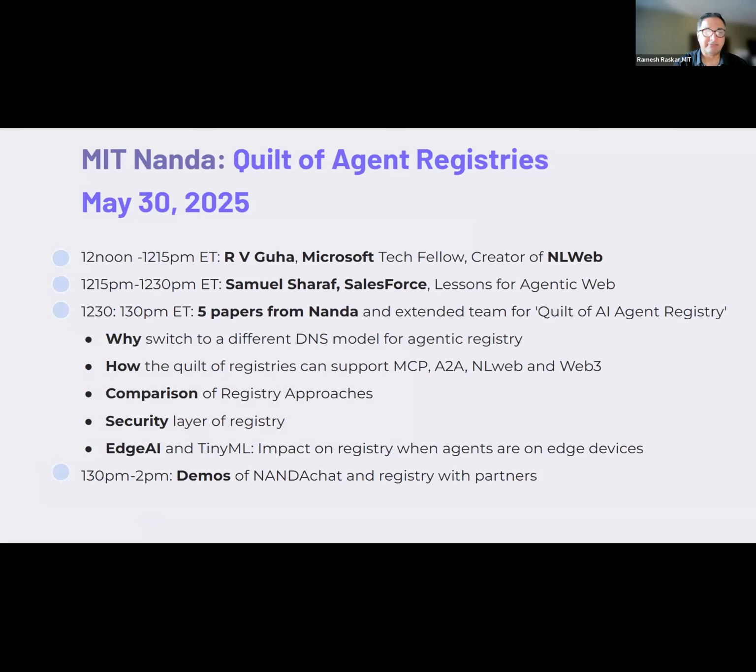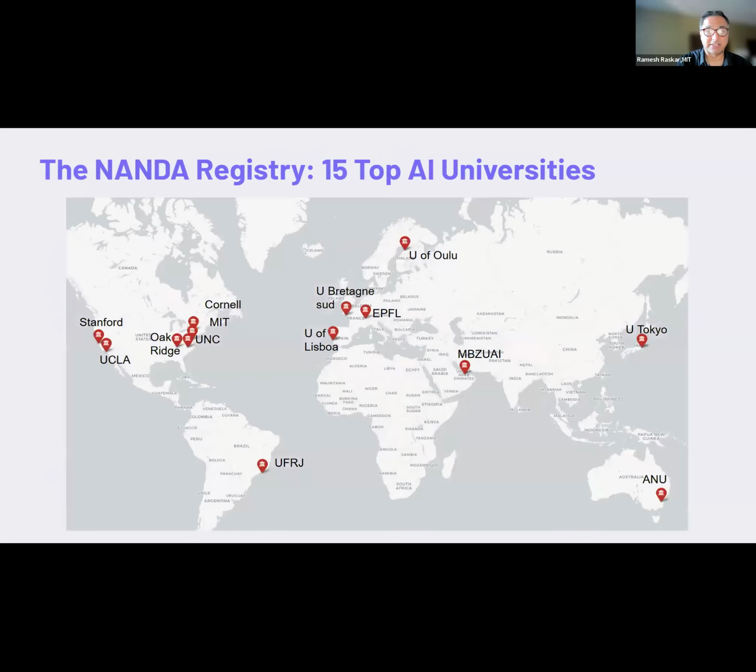And then we'll have 5 blockbuster papers from the NANDA and extended team about why you may have to switch from a DNS model, how the quilt of registry will support MCP, A2A, NL Web, Web3, even IoT, comparison of different registry approaches, the security layer, and how the fact that these agents will move to the edge with TinyML will change everything. And then we'll end with demos of this.